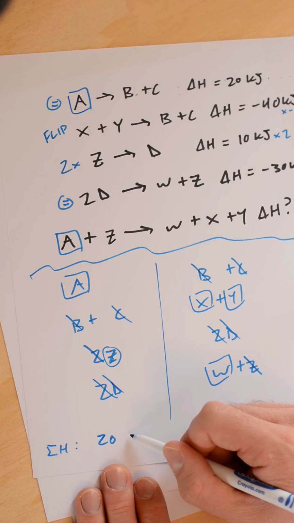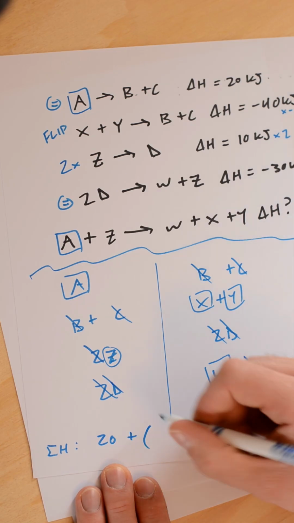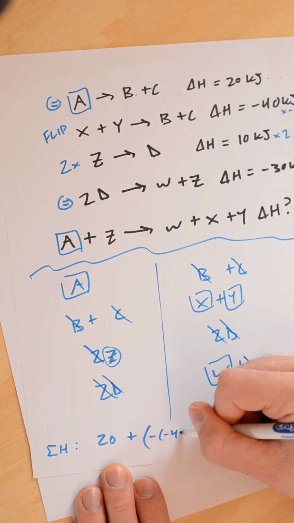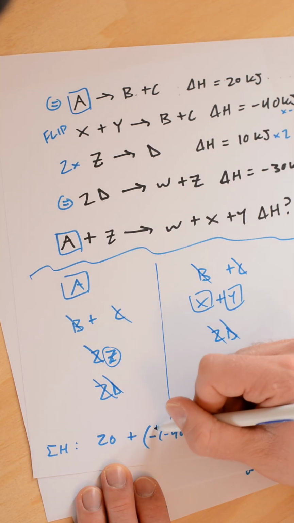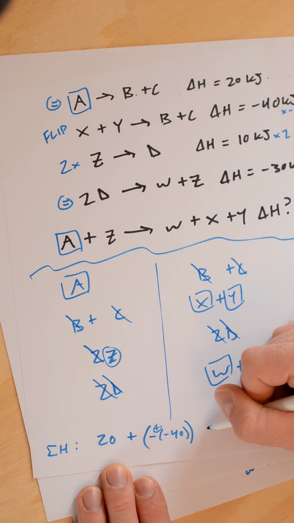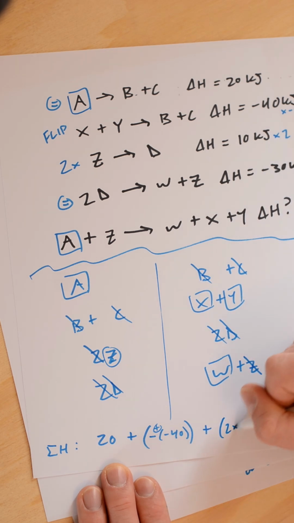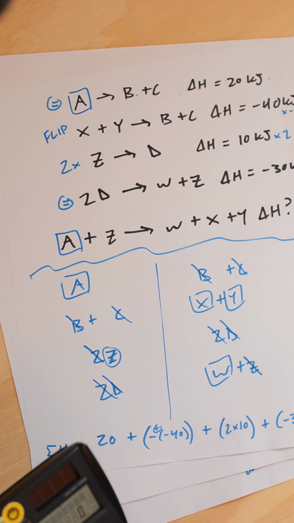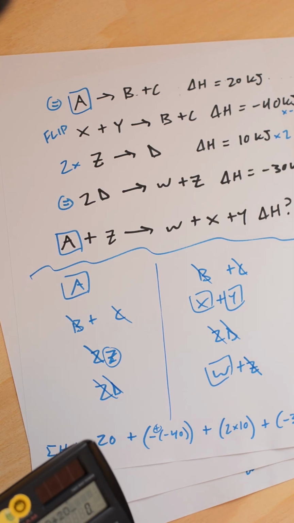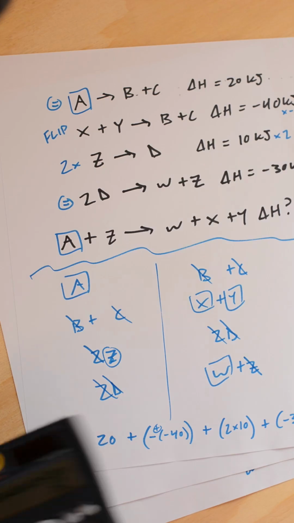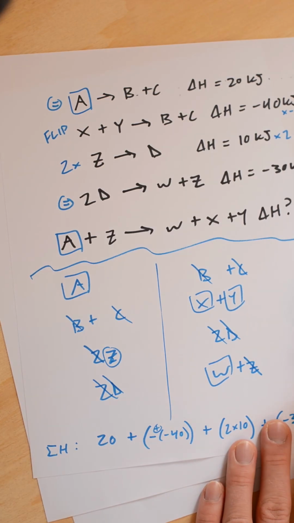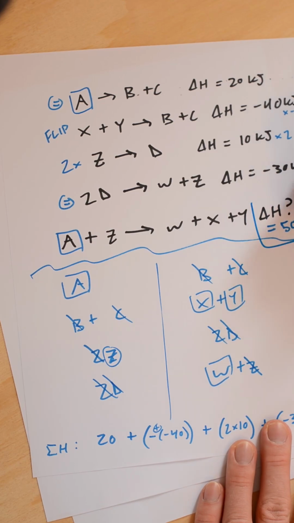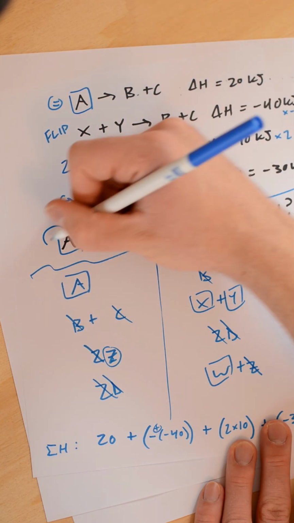We're going to have 20 plus negative times negative, so it becomes positive, but I'll write it out so we can see that. We're going to add 2 times 10, and we're going to add -30. Grab our calculator if we like, so that's positive now. So we have 20 plus 40 plus 2 times 10 is 20 plus -30, so subtract 30, 50 kilojoules. So if we return to here, the delta H would be 50 kilojoules for this overall reaction.